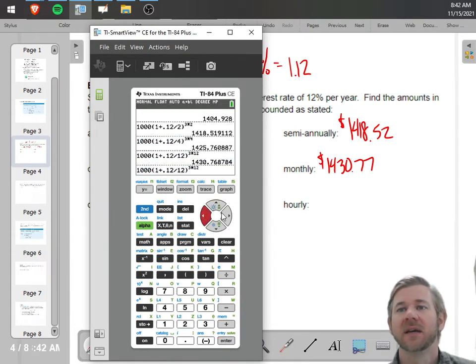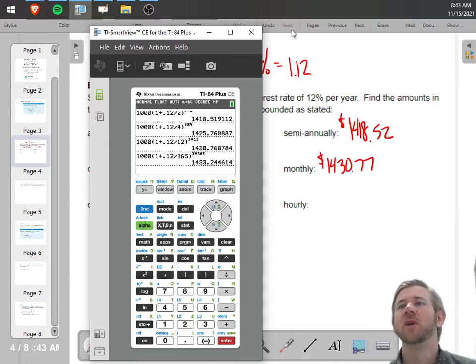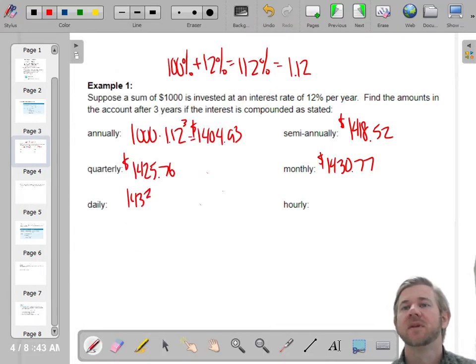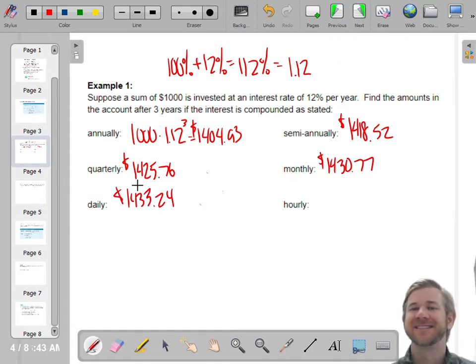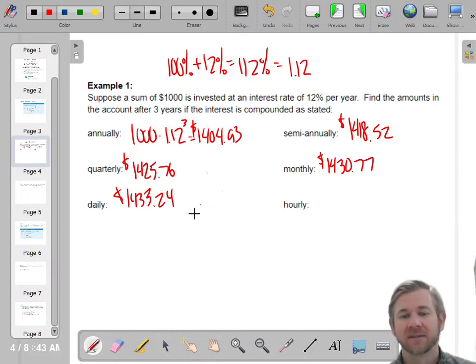So we'll start to say, okay, there are 365 days in a year. 365. Oops, I need to insert that parentheses. And I'm going to do it for 3 years, every day, 365. Whoa, it didn't work. 365. 1433.24. So notice how going from 12 times in a year up to 365 times in a year only gave me an extra 3 bucks, 2.5 bucks.